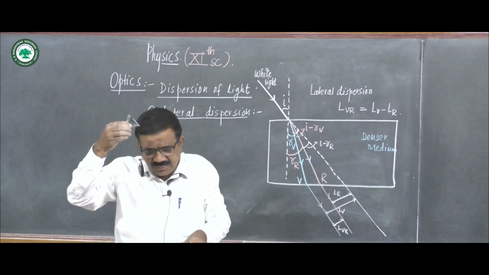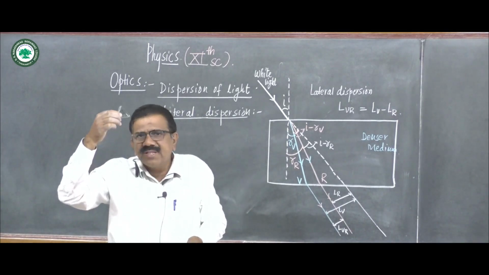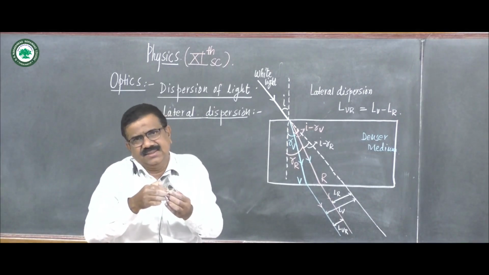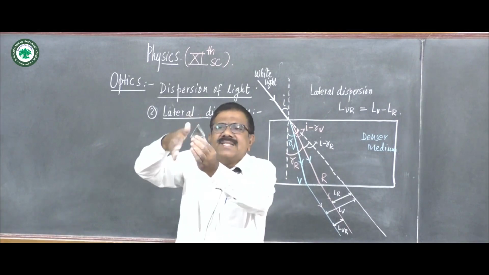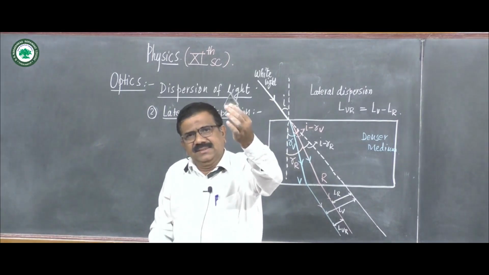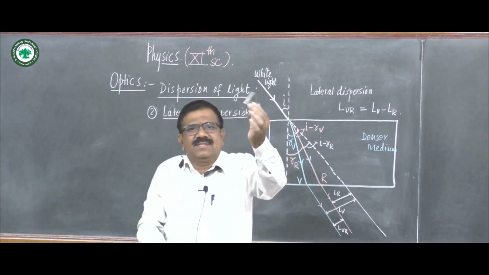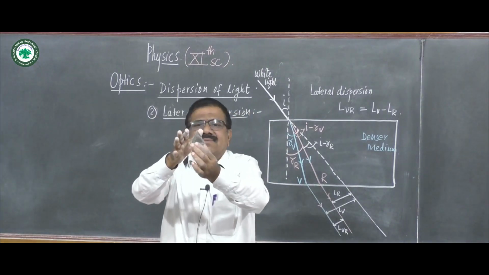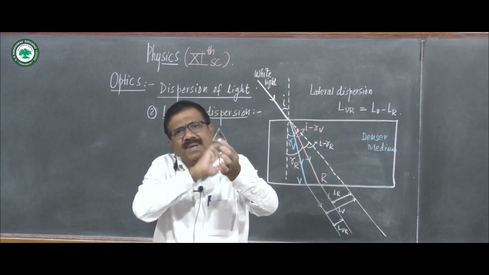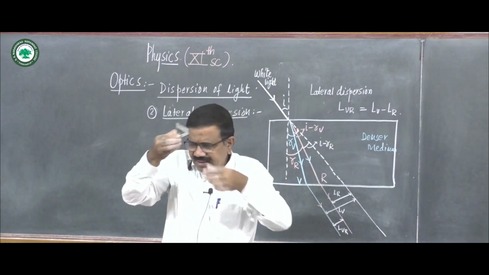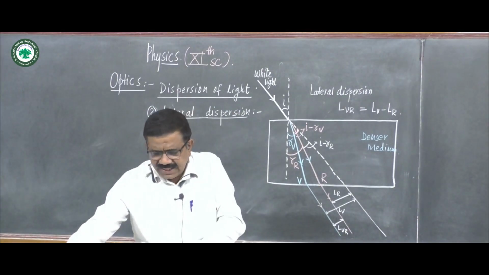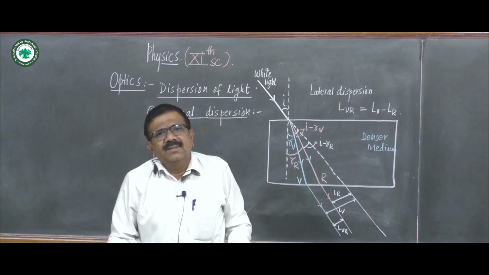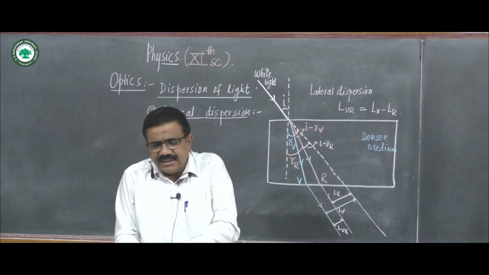So this is about the prism. The prism is a transparent material bounded by 2 plane surfaces inclined to each other. These are the refracting surfaces. There are 3 rectangular planes and 2 triangular planes. So this is the prism, and we study the dispersion of light through the prism.